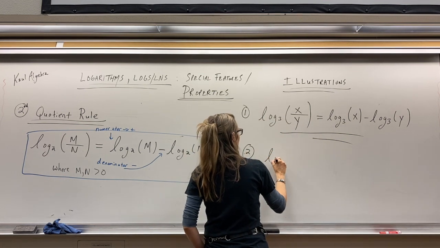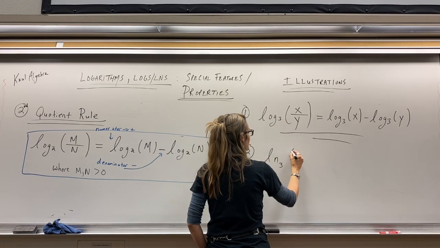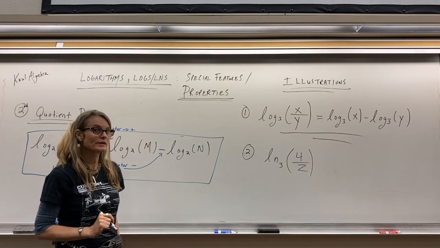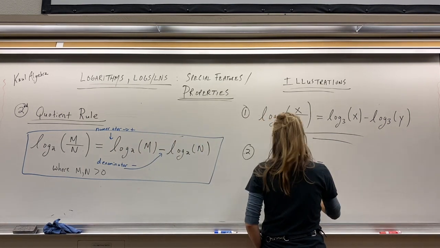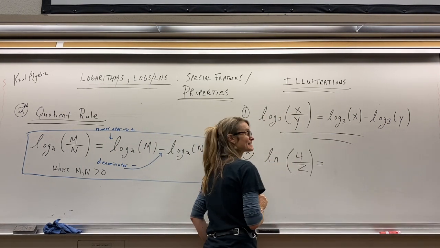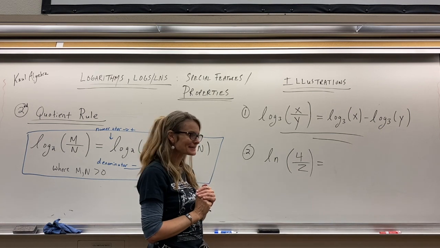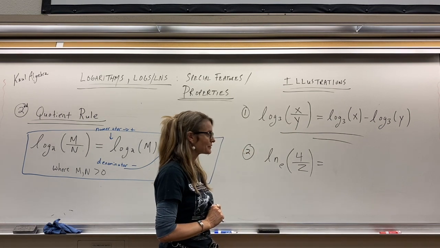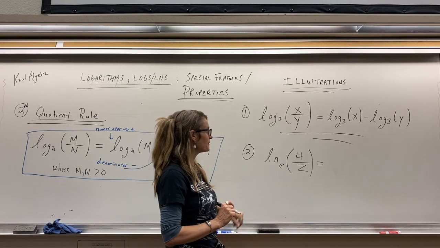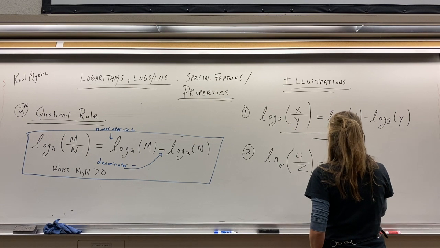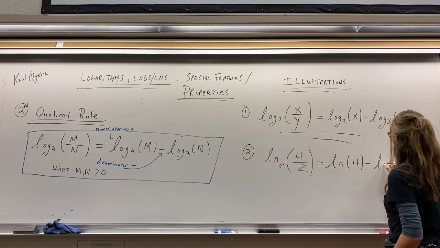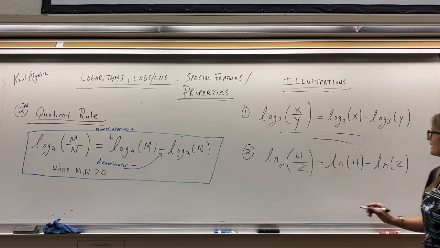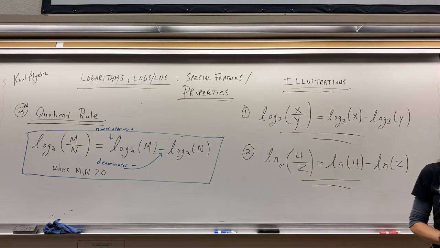And then 2, if we had ln of 4 divided by z in this case. ln has its own base, which is e. So remember, there's an invisible e if it's not written there. This is equivalent to ln of 4 minus ln of z. And that's how you apply the quotient rule.